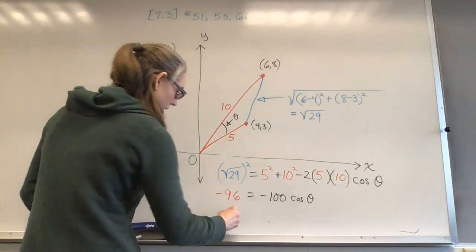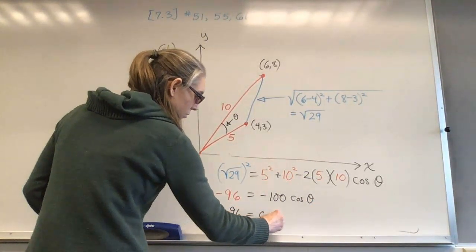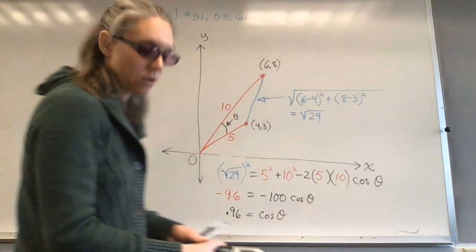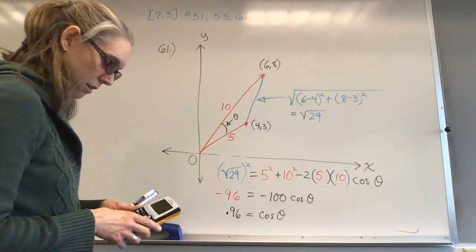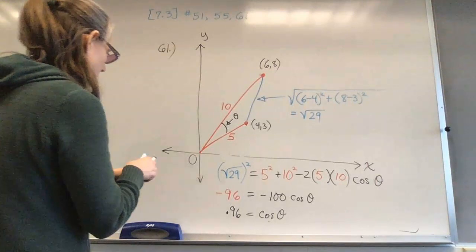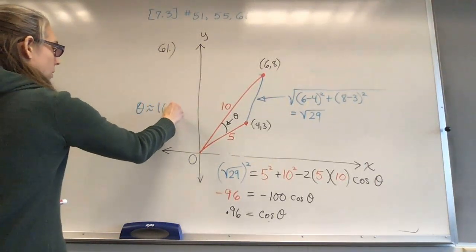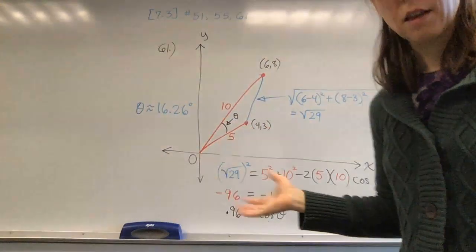Okay, and then that means that you have a 0.96 equal to cosine theta. So you can use your inverse cosine button with 0.96. And you get 16.26 approximately. So theta is 16.26 degrees.